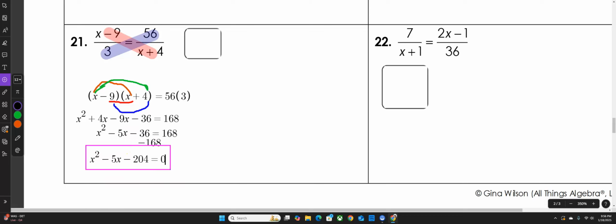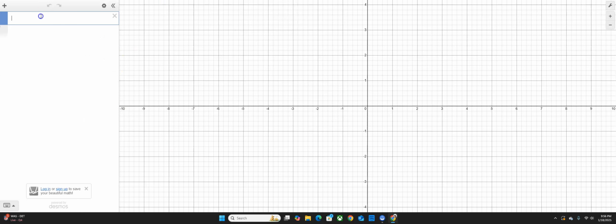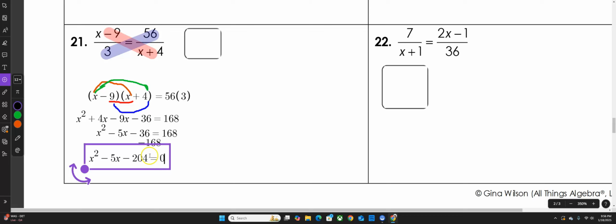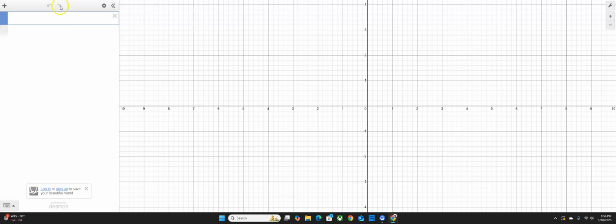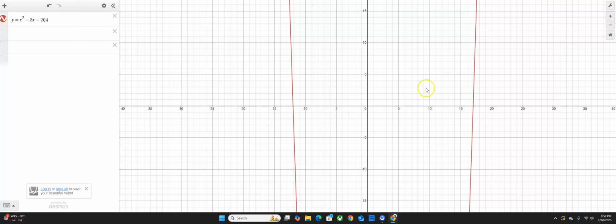And then what we can do here is bring our Desmos calculator up and copy the left-hand side and graph it. And it needs to be y equals, sorry. Okay, so now we can just see where it crosses. So what is this point here? This is 17, 0. And this is negative 12, 0. So our answers are 17 and negative 12.